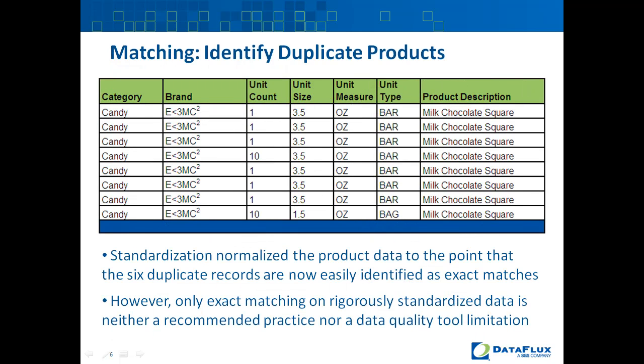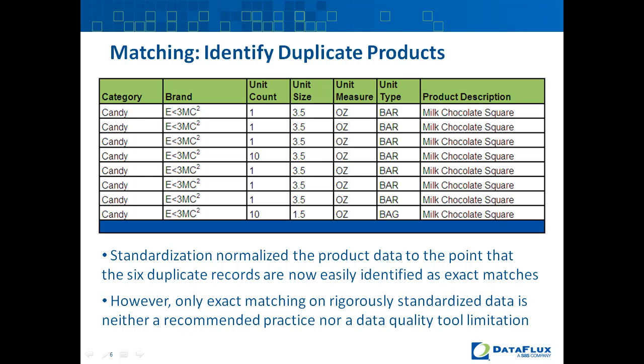So here we're going to first identify duplicate products. Back in part 1 of this series, we talked about 6 duplicate products being present within the top 100 best-selling products by Acme Foods. Now that we've performed categorization and standardization, we have a resulting normalized picture of our product descriptions that are normalized actually to the point that the 6 duplicate records are now easily identified as exact matches. So the 6 duplicates of the 3.5-ounce chocolate bar for E Heart Emoticon MC Squared, which we've come to learn as Everybody Loves Milk Chocolate Squared, are the 6 duplicate products represented on this screen.